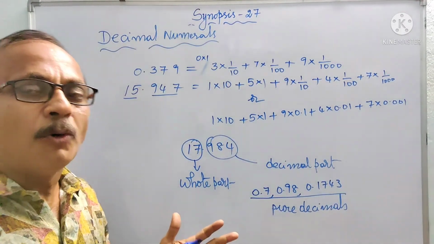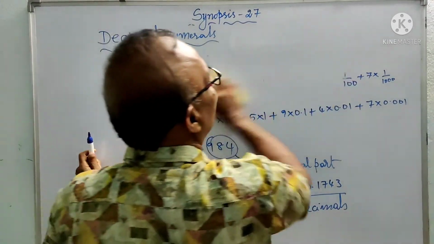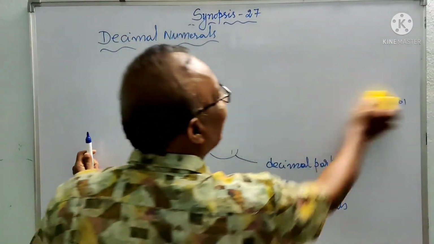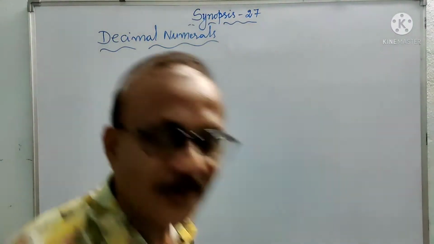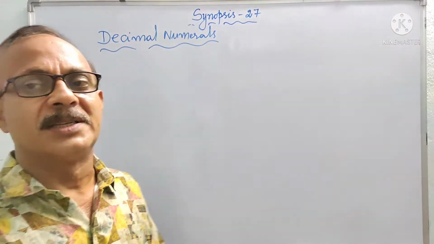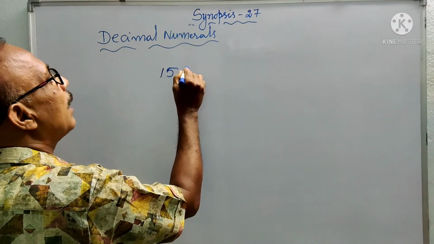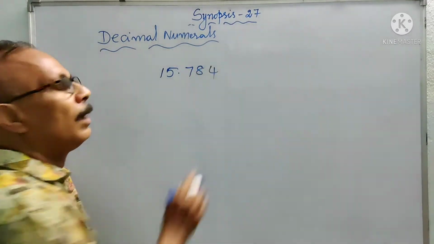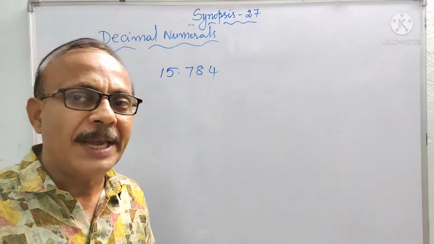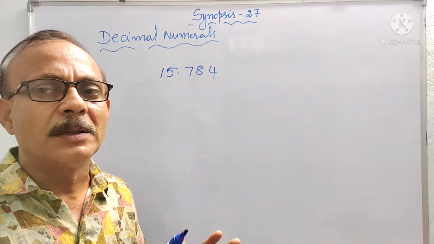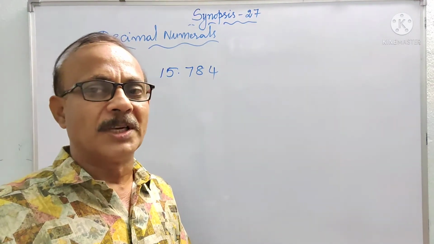Now, how to read a decimal number or a decimal numeral? Is there any difference in reading a whole number and a decimal numeral? Yes, there is a difference. As you might have noticed, I have already read some numbers. You have this decimal and you want to read it. We read the whole part as we usually do: 15, there is no problem with it.